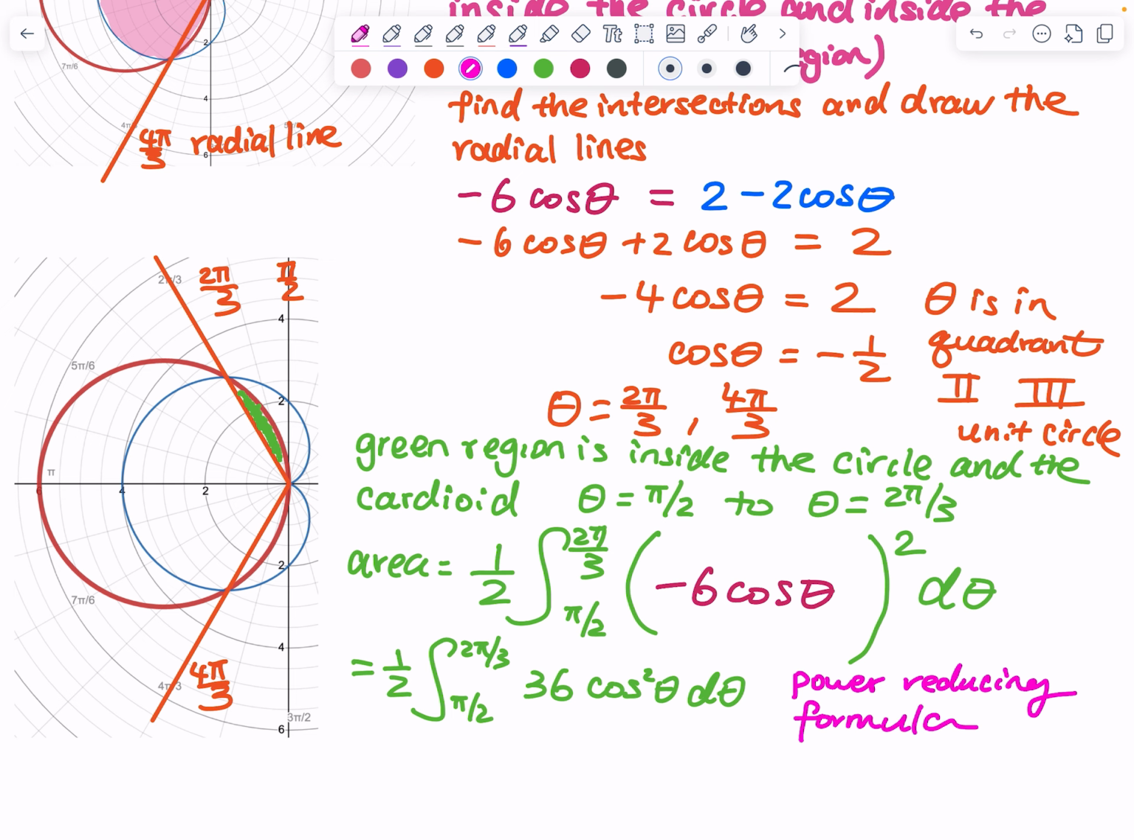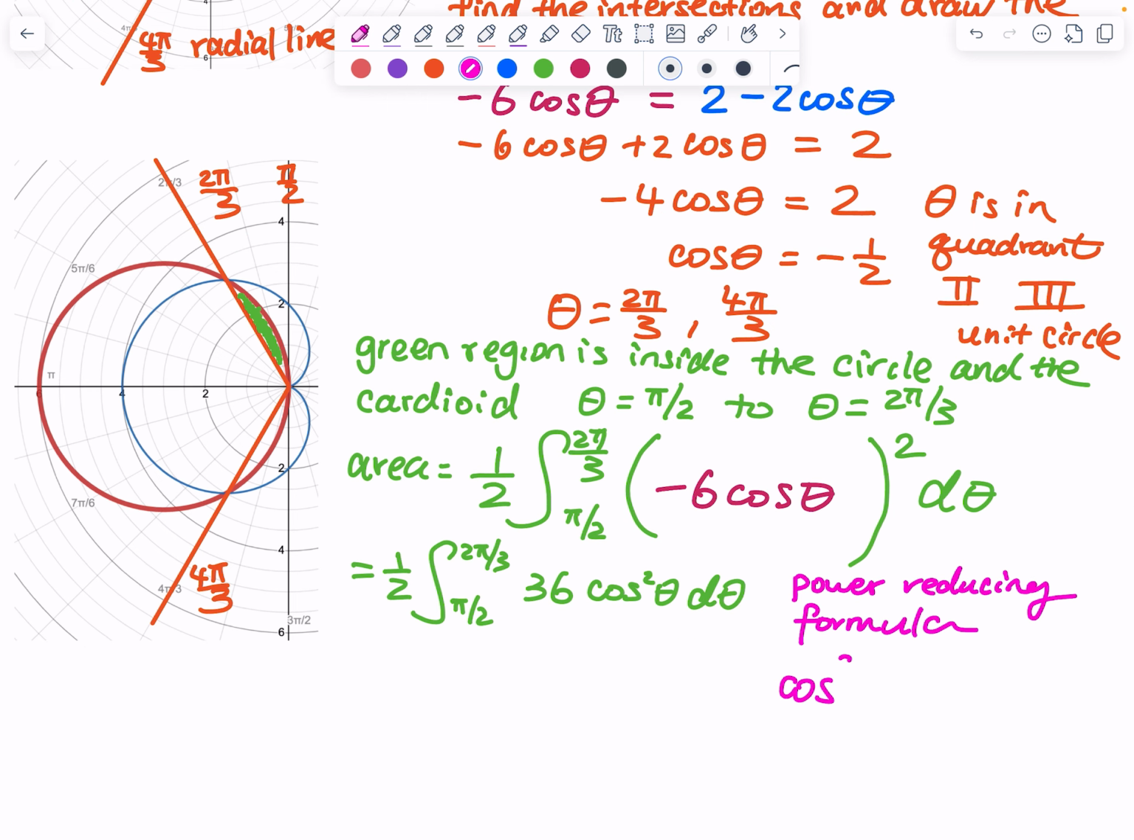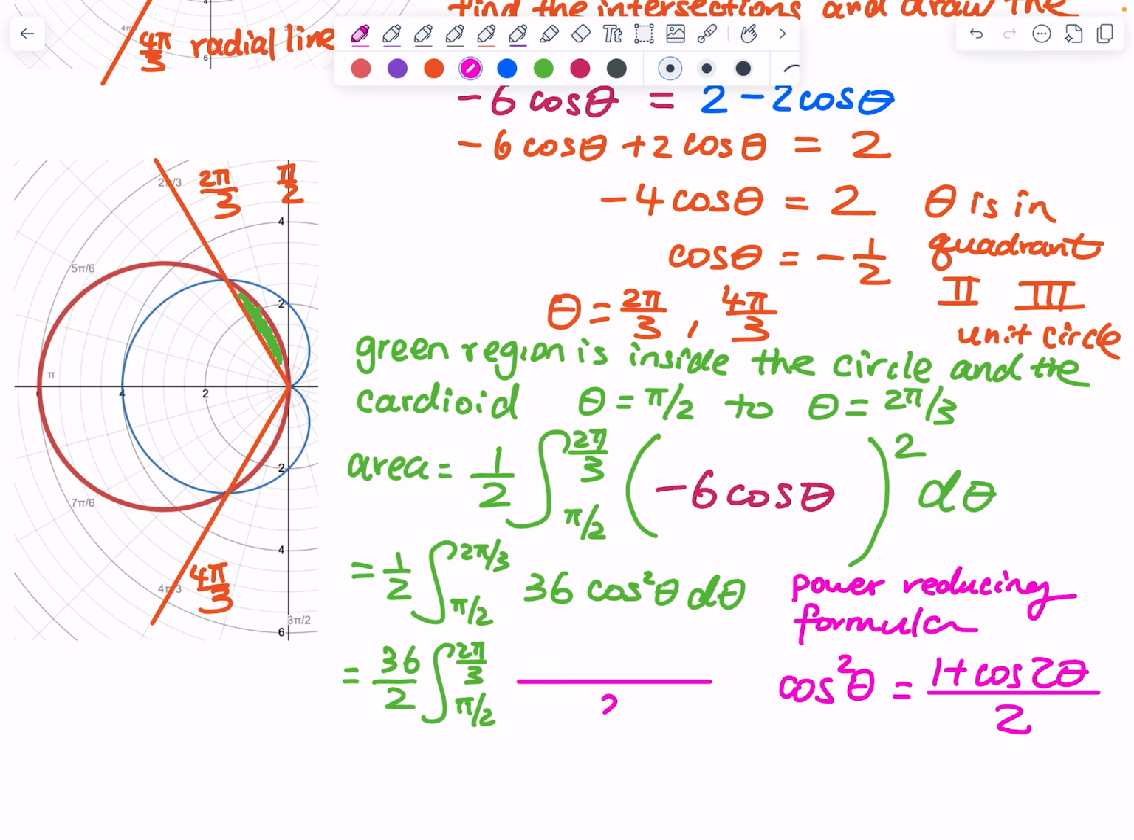Power reducing formula. If you watch my other videos, this formula is used in almost every single problem. I have cosine squared theta equals 1 plus cosine 2 theta divided by 2. Then 36 divided by 2, and the integral from pi over 2 to 2 pi over 3, divided by 2, and then 1 plus cosine 2 theta d theta.